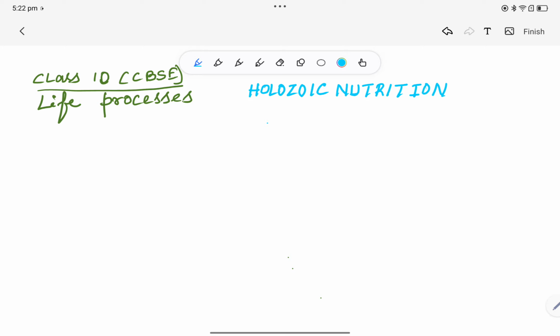Holozoic nutrition is a mode of nutrition in which we ingest the complex food, digest it, draw the nutrition out, and eliminate the waste product. That is basically holozoic nutrition. Now, holozoic nutrition takes place via some steps. First one is ingestion.